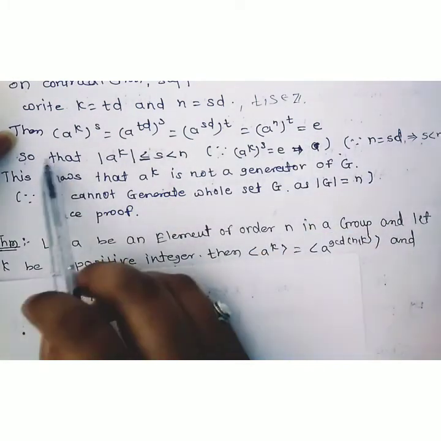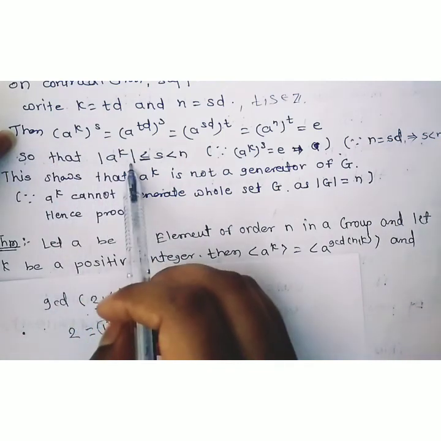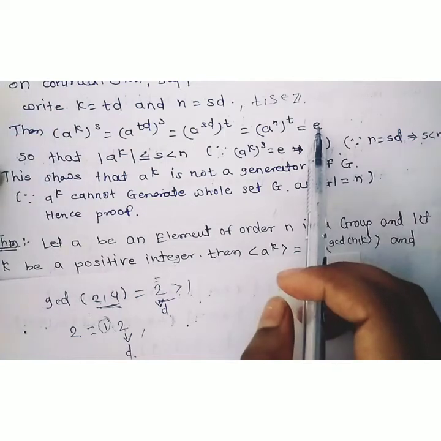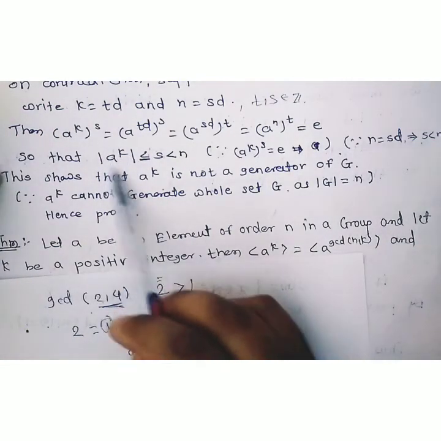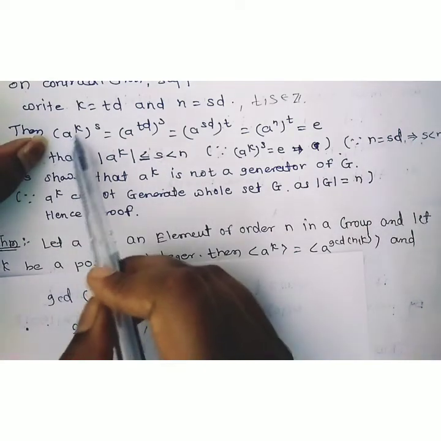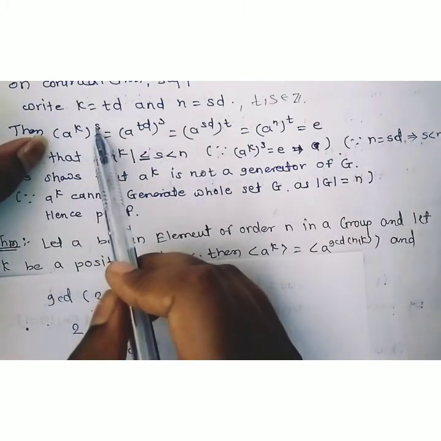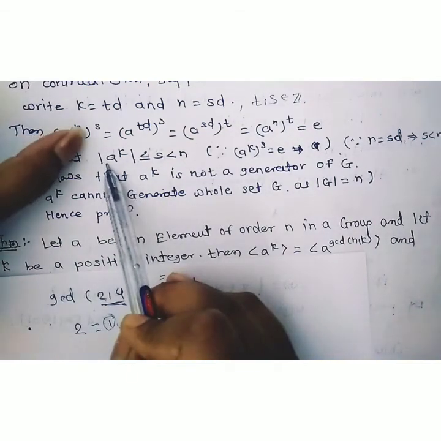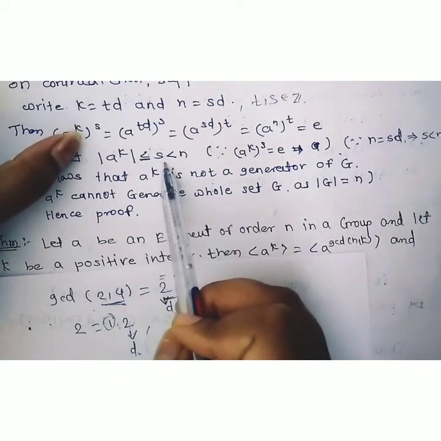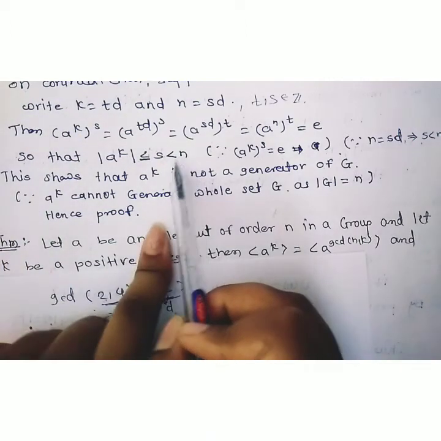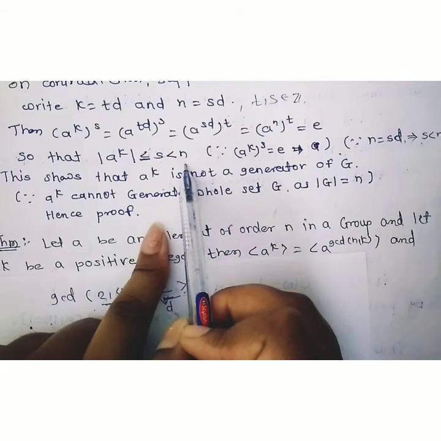Now, as a raised to k raised to s is equal to identity, what is the order of a raised to k? The order of a raised to k is less than or equal to s. As a raised to k to the power s is equal to identity, it means the order of a raised to k is less than or equal to s. It is strictly less than n. Why is it strictly less than n?